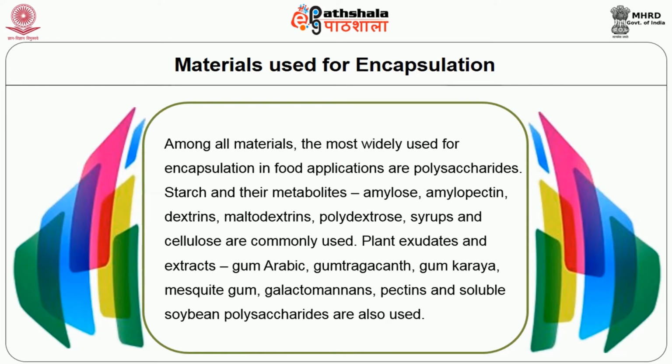Among all materials, the most widely used for encapsulation in food applications are polysaccharides. They are usually starch and its metabolites like amylose, amylopectin, dextrins, maltodextrins, polydextrose, syrups and cellulose, which are commonly used. Now these come from plant exudates and extracts like gum arabic, gum tragacanth, gum karaya, mesquite gum, galactomannans, pectins and soluble soybean polysaccharides.